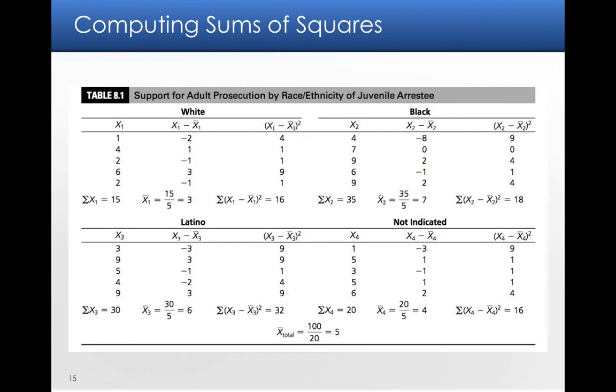Here's how we would compute this. We've got when the juvenile is white, when the juvenile is black, when the juvenile is Latino, and when we don't tell you what the juvenile's race or ethnicity is. Let's just look at one of these, the one for white. X1 is all of our scores, the scores for group 1: 1, 4, 2, 6, 2. Then X minus X bar, so X minus the average, and then X minus X bar squared. We've done this in a couple of other places before. We sum those all up, and we do that for each scenario.